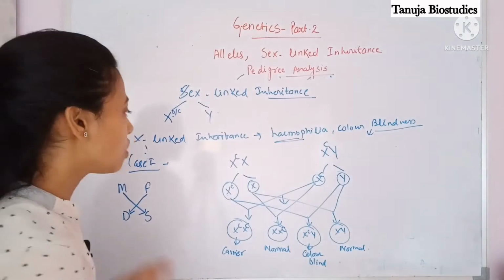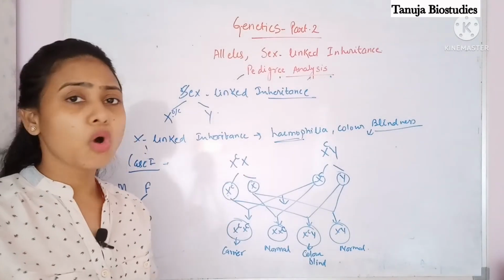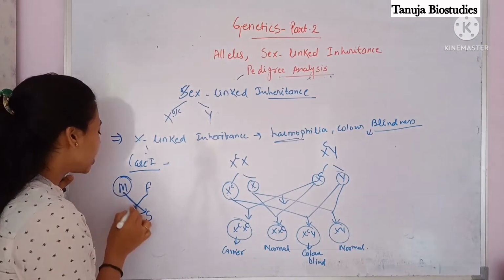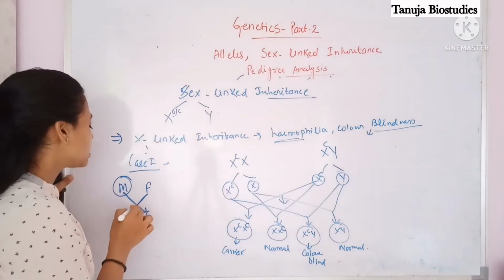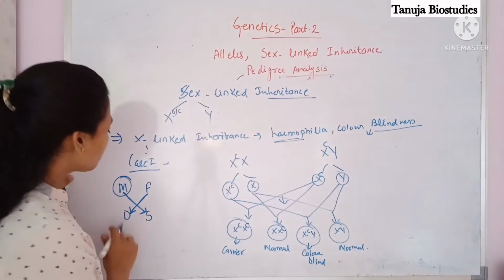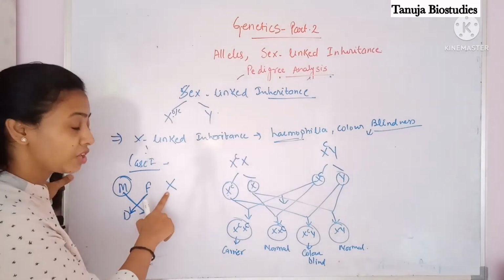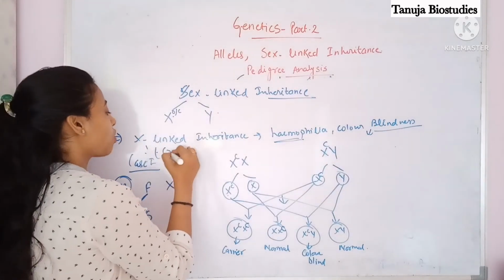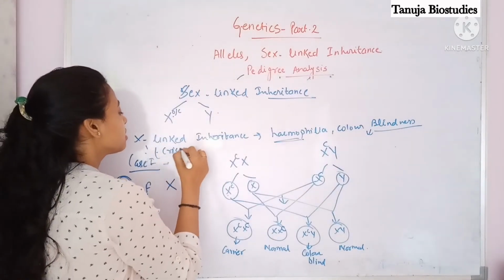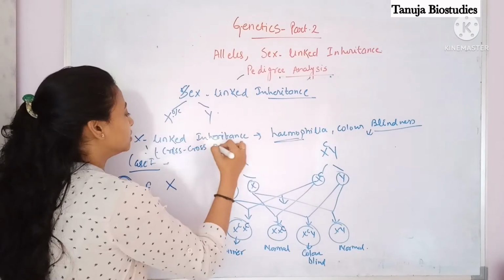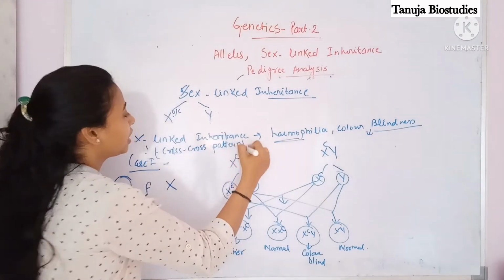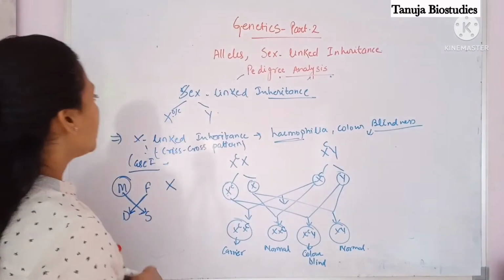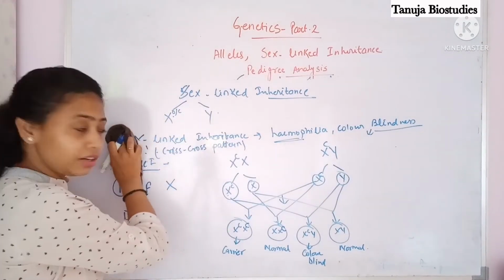So what have you observed from all the cases? Mother is always transferring her trait to the son, and father is transferring his trait to the daughter. So they're making a crisscross pattern. They're making a cross pattern. So that is why X-linked inheritance is also known as the crisscross pattern. Clear? This is also called the crisscross pattern. Okay, if we say clear about it, right?